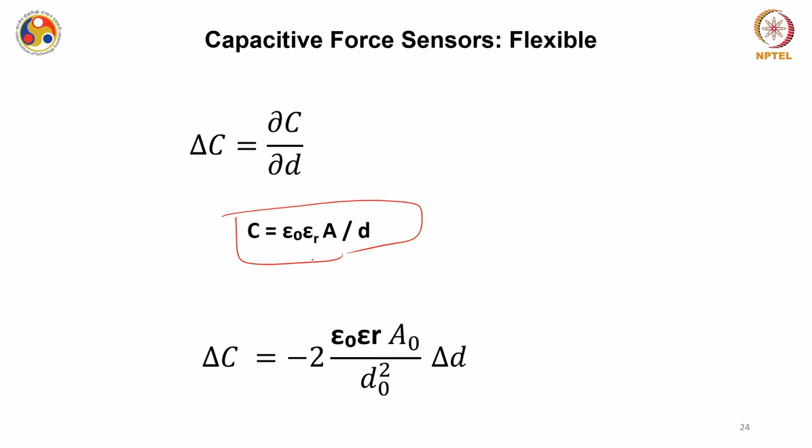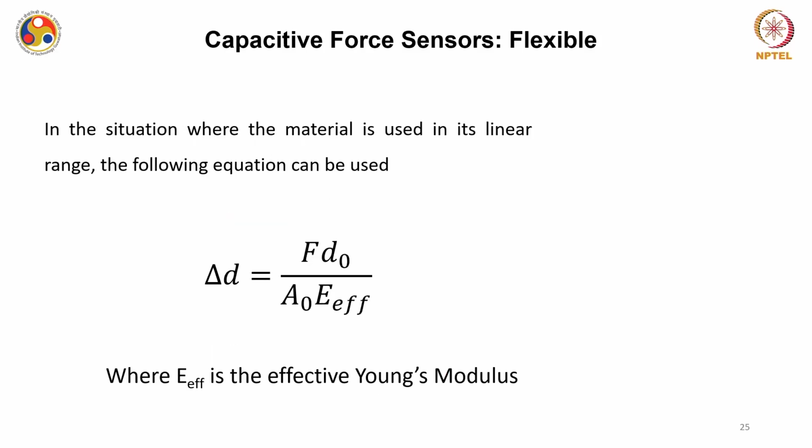So if you put this value of C, which is epsilon naught epsilon r into A by D, in this equation, I can write that delta C is equal to del C by del D. If you do the partial derivative, you get minus 2 into epsilon naught into epsilon r into A naught by d square into del D. In the situation where the material is used in its linear range, the equation for del D, or force, you can say, is del D equal to F into D naught by A naught into E effective, where E effective is the effective Young's modulus.